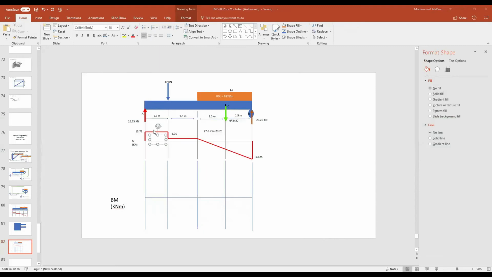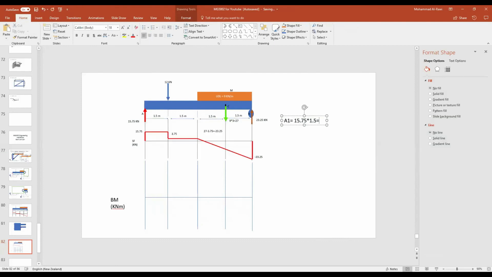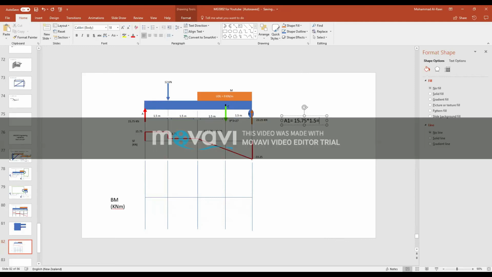The first area is positive, right? So I'll bring here area 1, call it, equals to what? 15.75 times the distance, which is 1.5 meters. Please, guys, I don't have a calculator. I really appreciate your help. I can't find my calculator. 23.625. Thanks a lot. I will type the units, kilonewton meters, to avoid any issues.